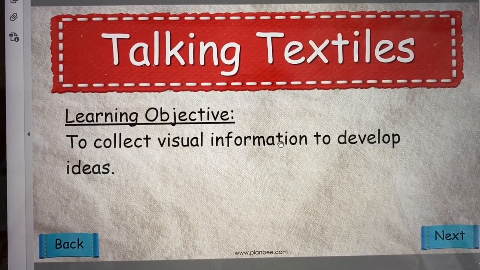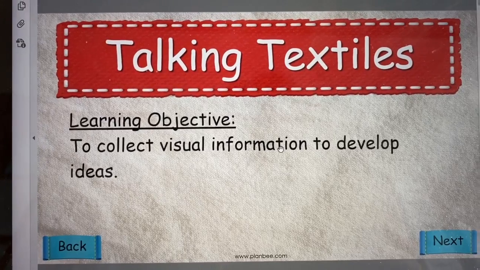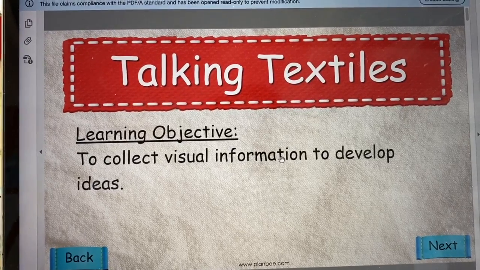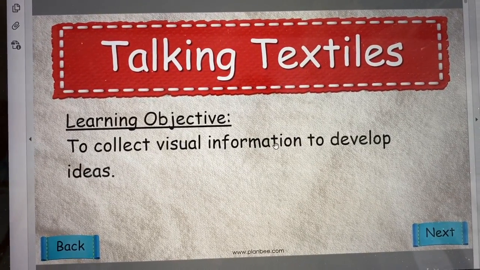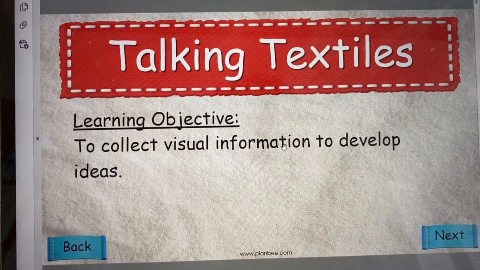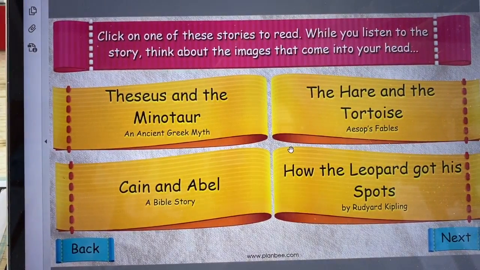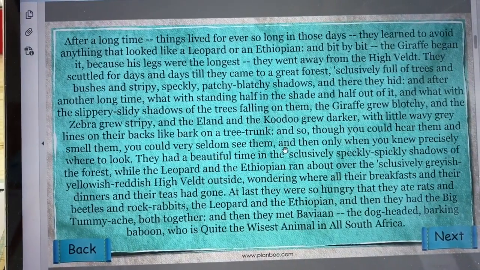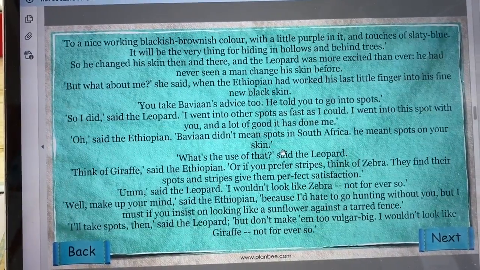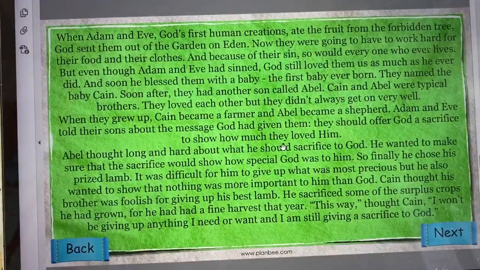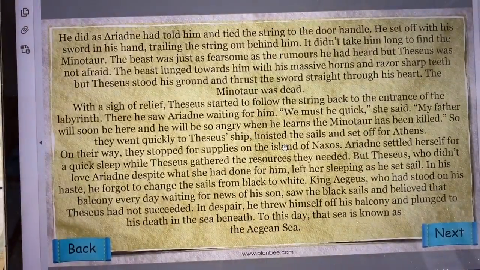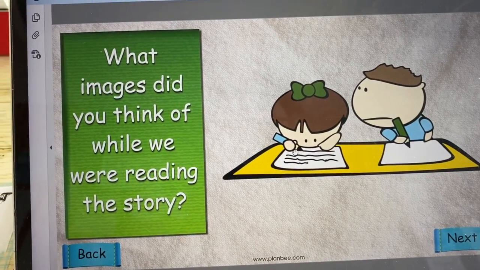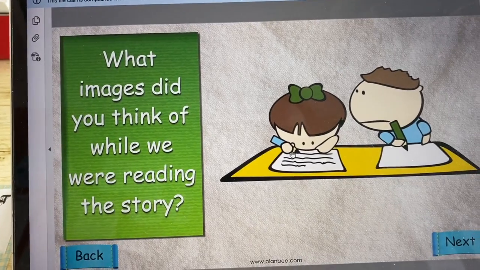Talking Textiles Lesson 2, Recap. We've done this before. I'm quickly going to go through it to refresh your memory. In our lesson number 2, we tried to collect visual information to develop our ideas. We chose one of these stories and we read all of these ones. I'm not going to read them for you because we've already done that. Then, afterwards, we discussed what images you thought of when you were reading the story. Again, we've already done that.